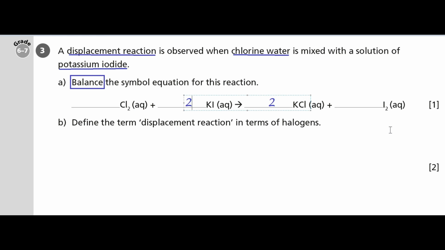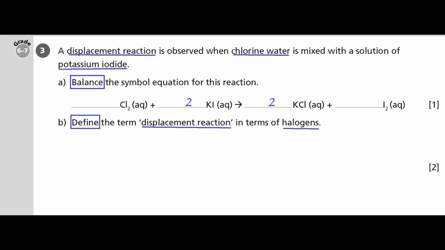Let's look at part B. Define the term displacement reaction in terms of halogens. So let's box the command word, define. That means state simply the meaning of the key word. And what is the key word? In this case, it's a phrase. It's displacement reaction. But it actually gives us a bit more information. It wants us in terms of halogens.